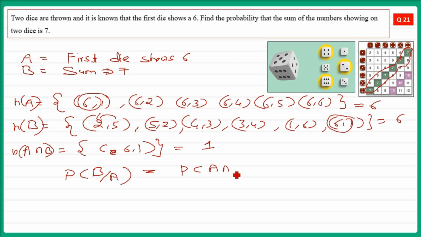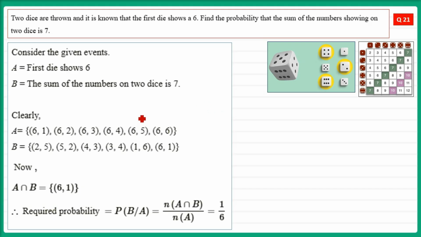So P(B|A) will be P(A intersection B), or P(B intersection A), divided by P(A). Just change it to N because we are dealing with the numbers. This will be 1 and N(A) actually. It's 6. So 1 by 6 it is. So this is how you are going to go about it.